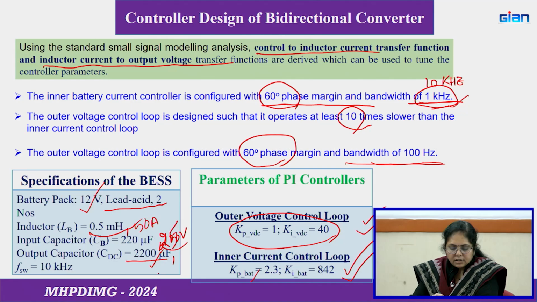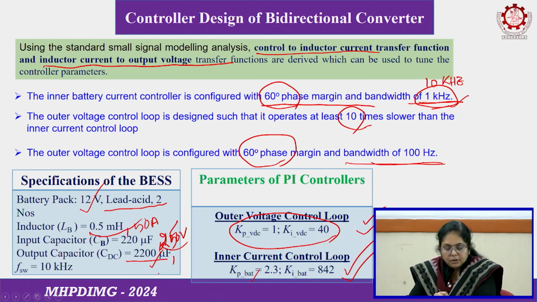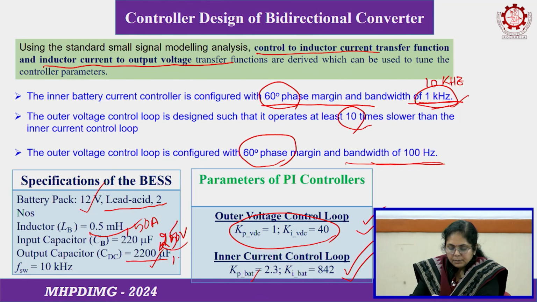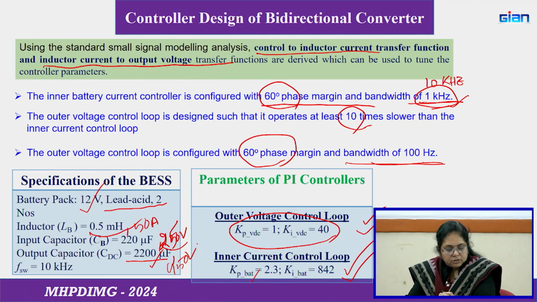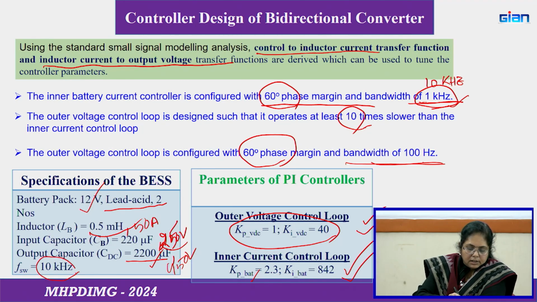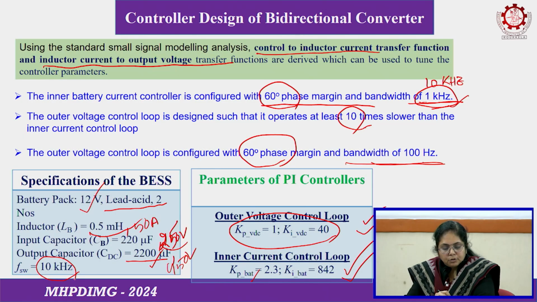So, we have chosen the standard output capacitance available in the market, that is 2200 microfarad, and the same 250 volt also. If it is not available, then you can go for the 450 volt capacitor also. The switching frequency again is 10 kilohertz, so we have to use a switching pulse of 10 kilohertz frequency. All these values will be used to do the simulation.